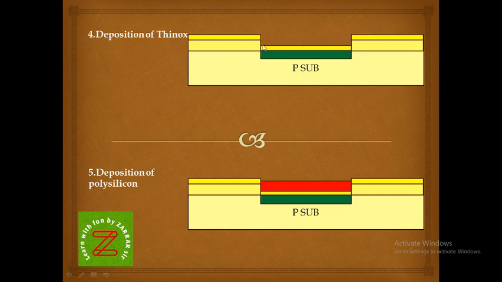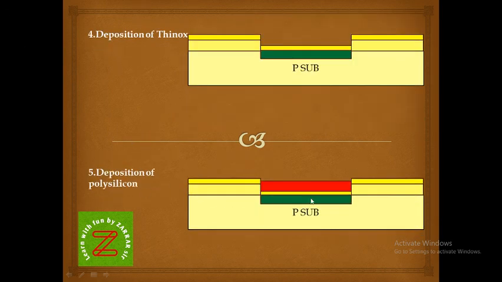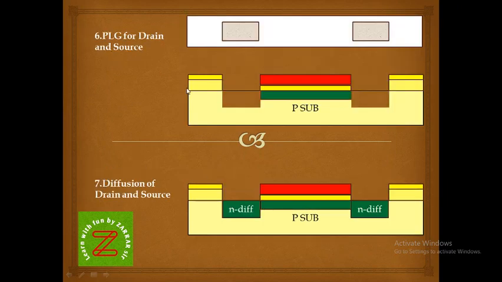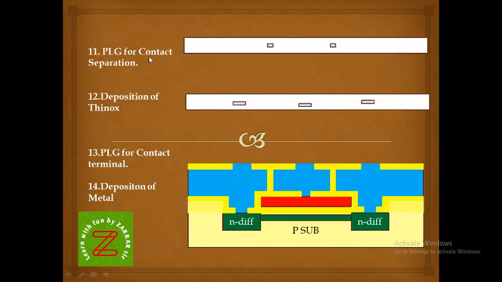Now see, deposition of Thinox. Once you deposit Thinox, deposition of polysilicon. Next, PLG for drain and source, diffusion for drain and source. These are the diffusion for drain and source. Deposition of Thinox, again PLG for contact cuts, this is my contact cuts, deposition of metal which is blue in color, and then again PLG for contact separation.